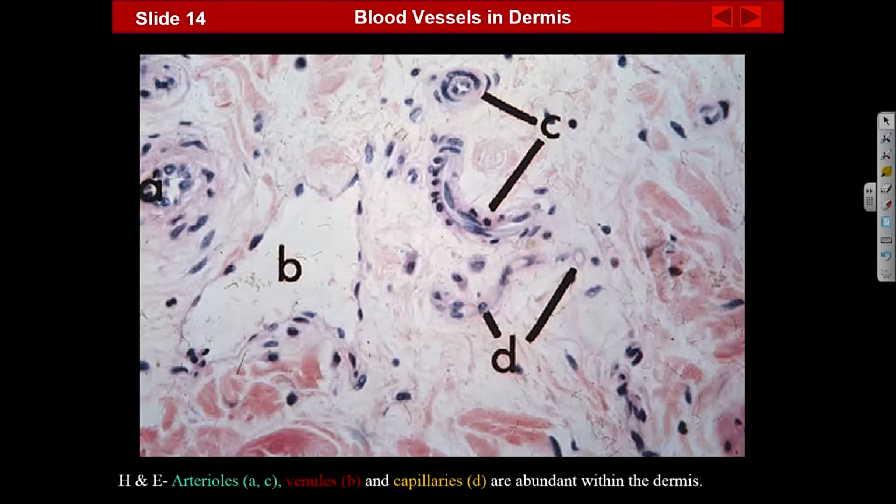Okay, small blood vessels. So D is a capillary, just wide enough for a red blood cell or leukocyte to fit through. C, we can count at least 1, maybe 2 layers of endothelial cells. So this would be an arteriole. Here's another arteriole, less than 6 layers of smooth muscle. And here's the companion venule that goes with it.